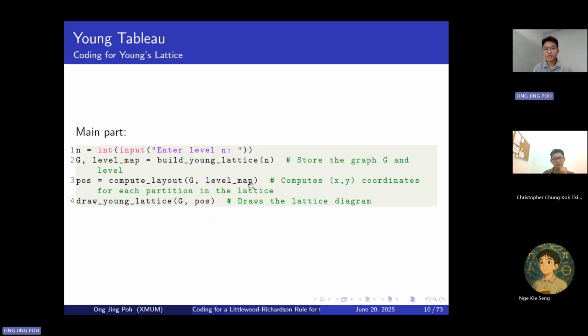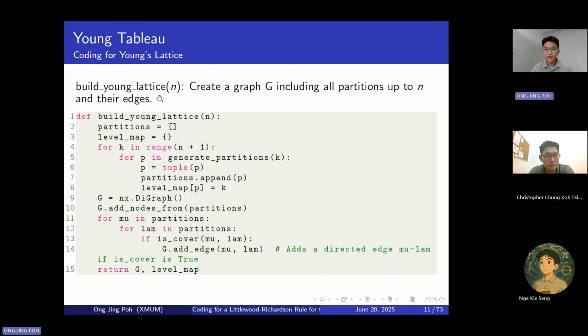Firstly, the main part I just include a few lines. In this first line, I let the user input the level n that they want, and then I send the input to the function build Young lattice, followed by the function compute layout and draw Young lattice. And in the function build Young lattice, the function generate partition is to generate the partition of n from 1 to the input. And I use double for to store all the partitions into different level maps. And then I create a graph G and add all the partitions as nodes into G. And also I add an edge by using the function is cover in line 13.